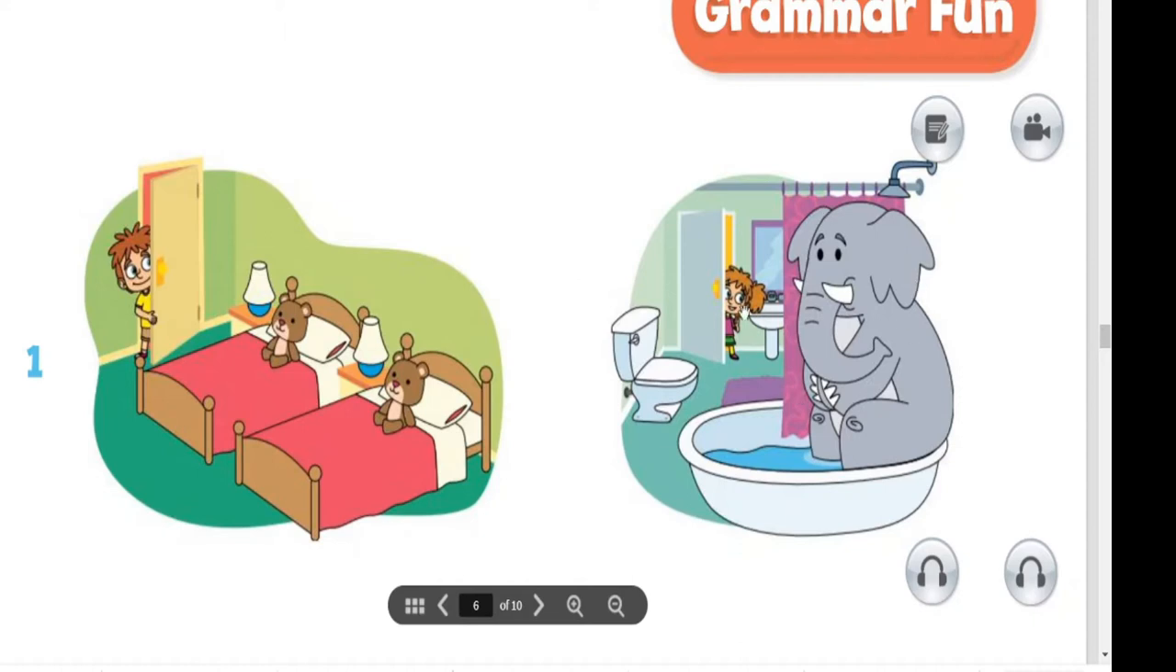Now here. How many elephants are here? There is one. Let's listen again. Unit 3, at home. Lesson 6, page 27. Listen and say. How many beds are there? One, two beds. There are two beds. How many beds are there? There are two beds.